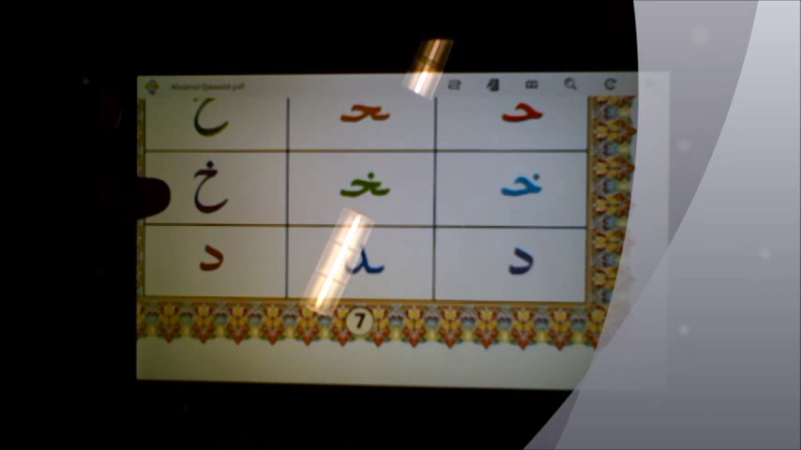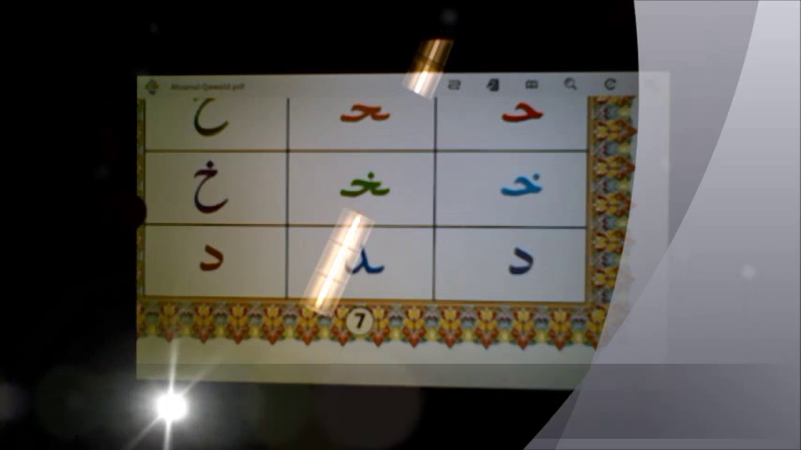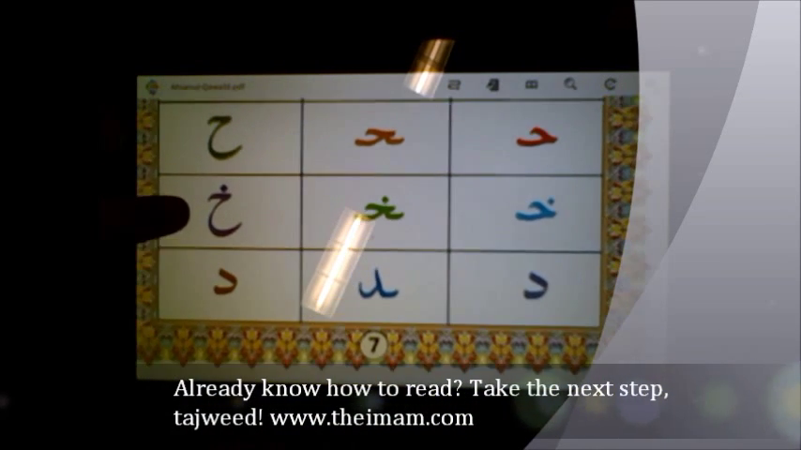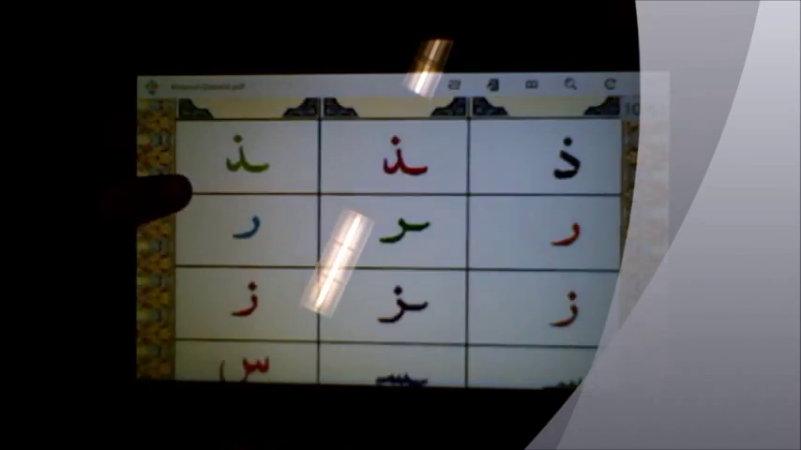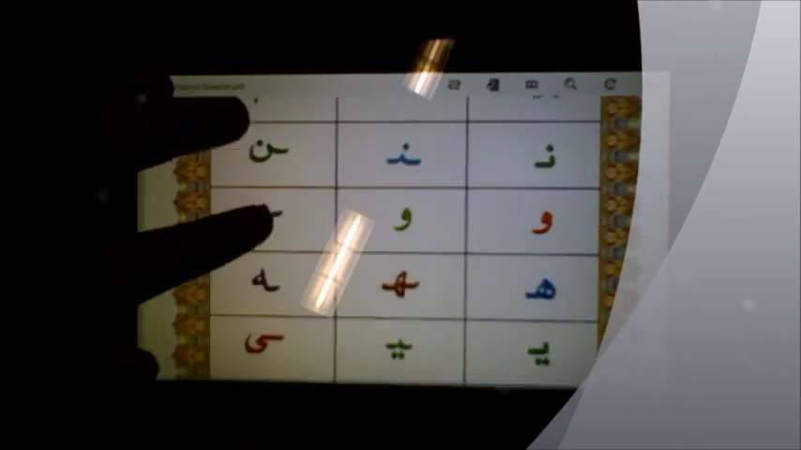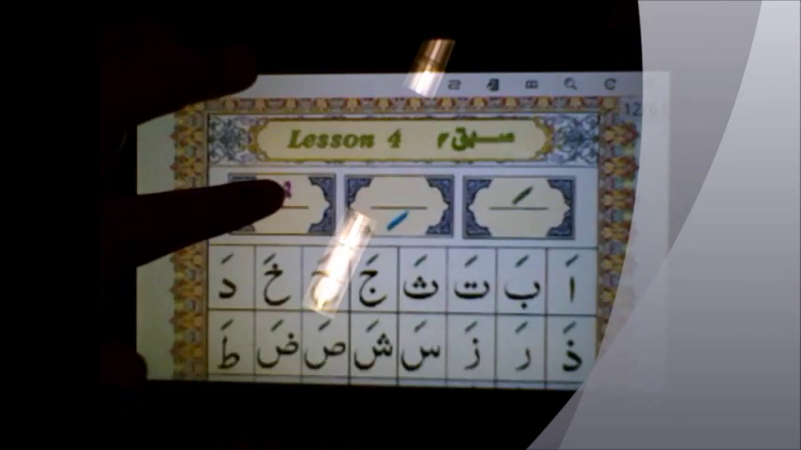If you've recognized the letters of their own accord, then you should be able to work the rest of the lesson out. After this lesson, we go on to the next lesson, and that is where the real fun starts. That is when you actually start joining words up, and that is when you will get some kind of recognition of what the reading of the Quran is about.